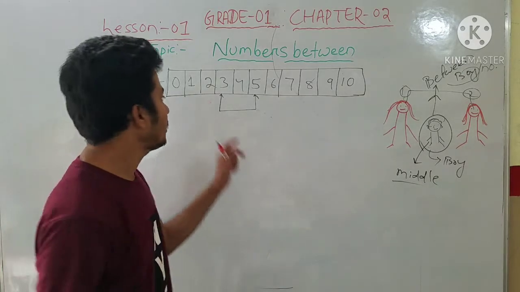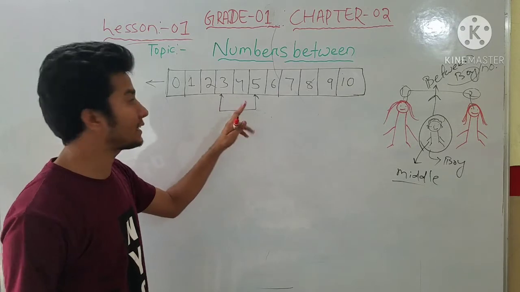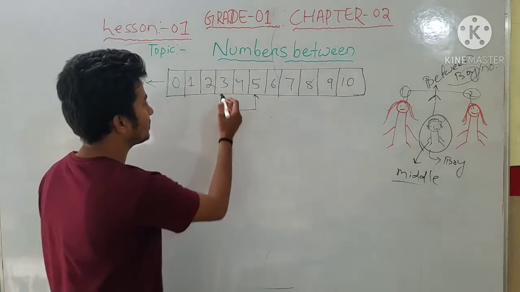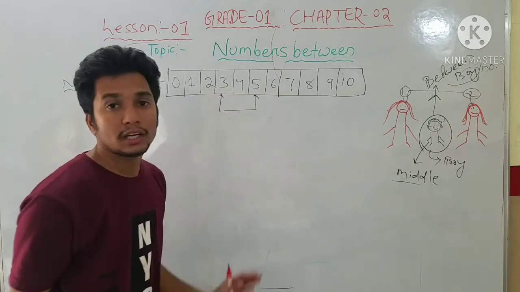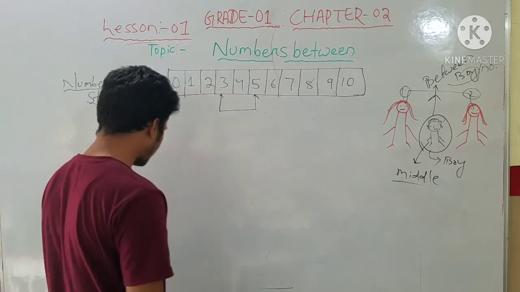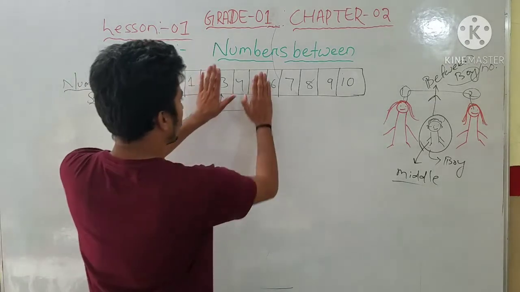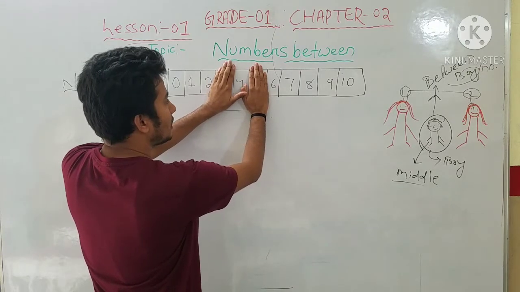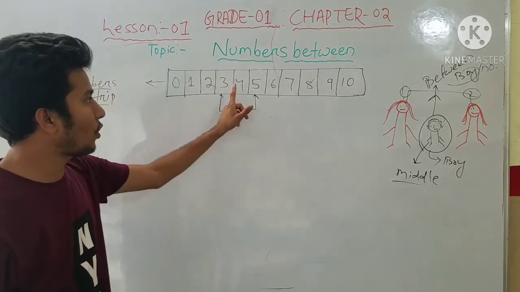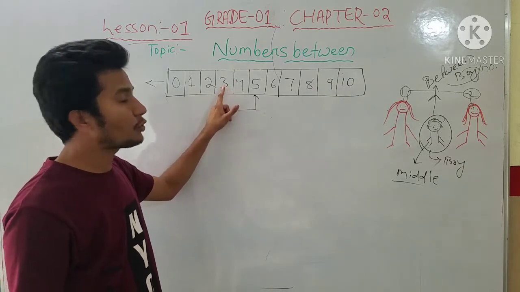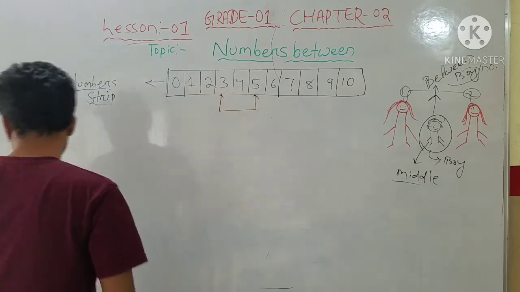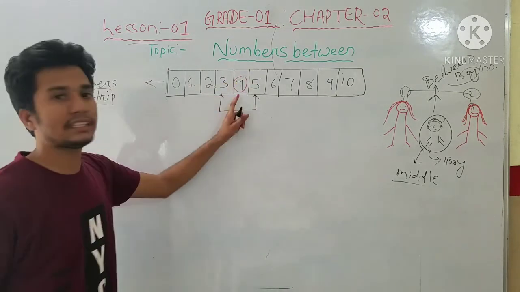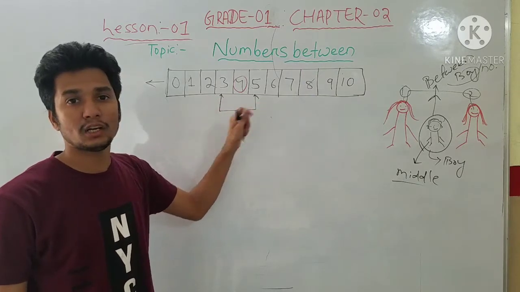Students, I am asking which number is sitting in between 3 and 5. See students, if I hide the two numbers, 3 and 5, which number is sitting in the middle? That is 4. So 4 is sitting in between 3 and 5. Understood, students?